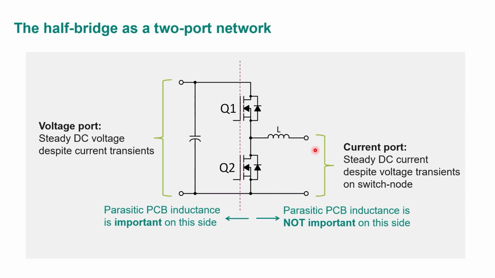And on the other side, this is a current port. This is where the inductor is. And I just have a steady DC current here despite whatever the transient voltage may be. So completely different way of looking at it. Here, I need to have the low inductance in order to maintain that bus voltage. On this side, I've already got an inductor there. So adding nanohenries or tens of nanohenries doesn't really matter. So this is where parasitic PC board inductance isn't important on the current loop side of the layout.